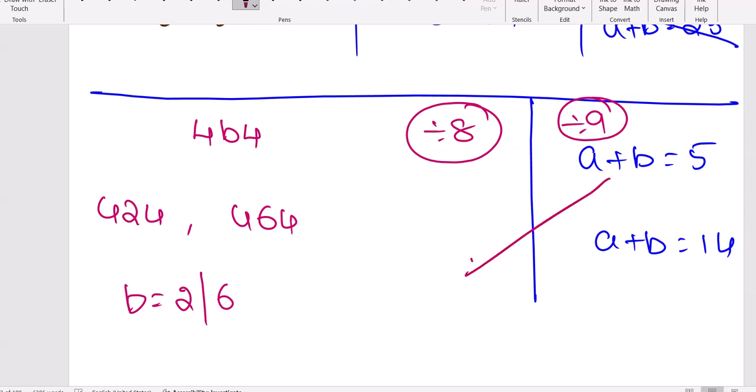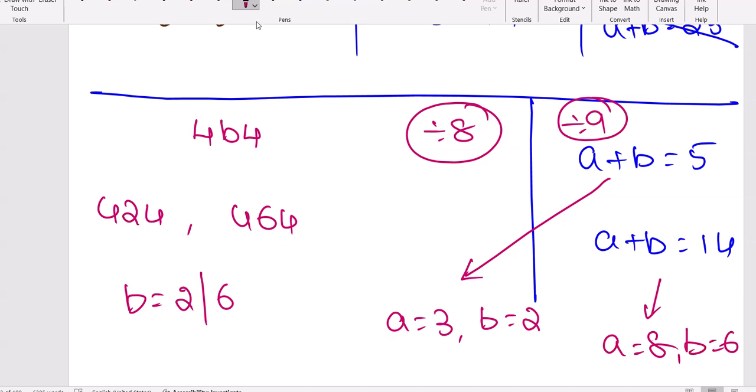With b equal to 2, in a plus b equal to 5, a equals 3. I can't take b equal to 6 in that, because a plus b equal to 5 would make a negative, and a is 0 to 9 only. Then in a plus b equal to 14, I can't take b equal to 2, because a would be 12. Is a equal to 12 allowed? The maximum value of a is 9. So here I can take a equal to 8, b equal to 6.